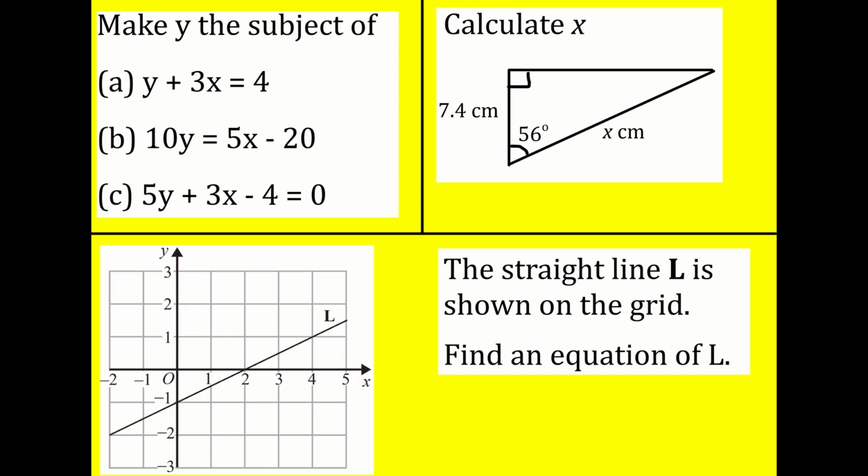Okay, here goes. Here are the answers. So we can rearrange equations by doing the same thing to both sides. And here I would minus 3x from both sides. When I minus 3x, these cancel, and I'm left with y is equal to 4 minus 3x. This is conventionally how you write it.